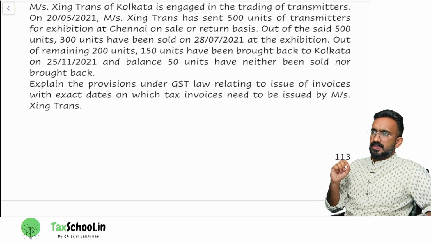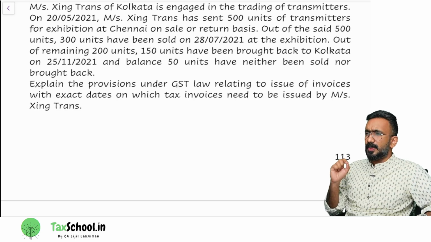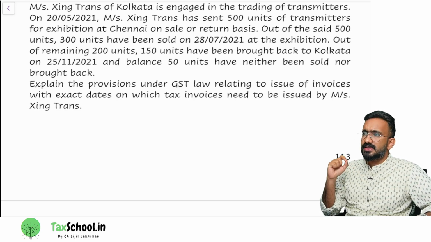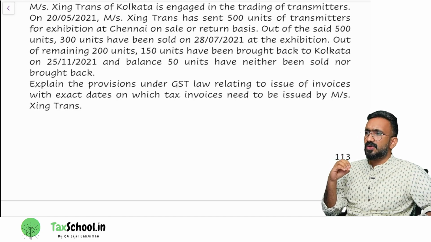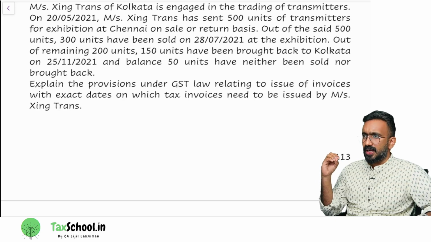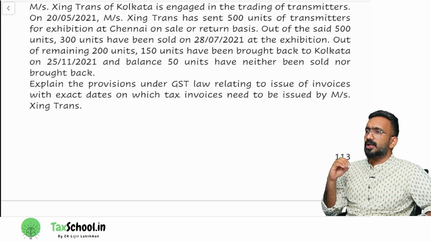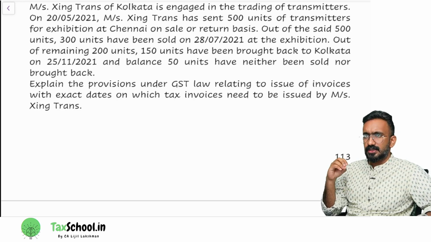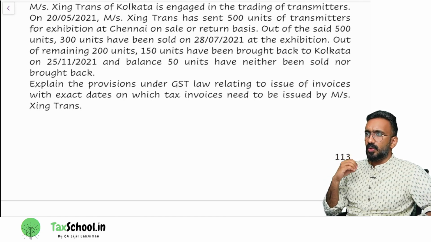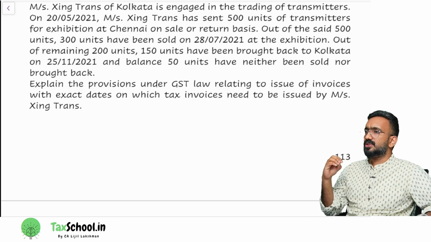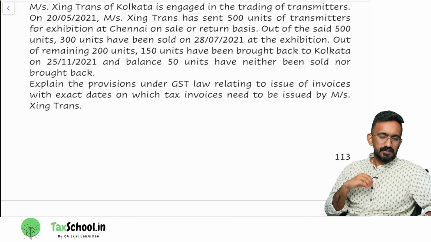Zinc Trans of Kolkata is engaged in trading of transmitters. On 25/2021, Zinc Trans has sent 500 units of transmitters for exhibition at Chennai on sale or return basis. Out of the said 500 units, 300 units have been sold on 28/7/2021 at the exhibition. Out of the remaining 200 units, 150 units have been brought back to Kolkata on 25/11/2021, and the balance 50 units have neither been sold nor brought back. Explain the provision under GST law relating to the issue of invoice, with the exact date on which the tax invoice needs to be issued by Zinc Trans.